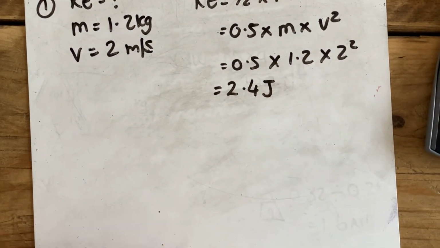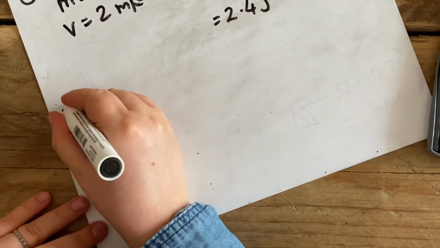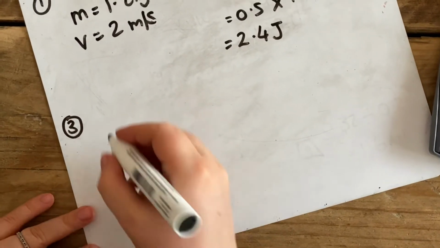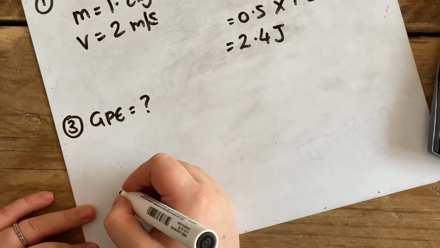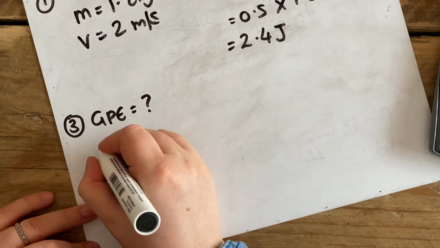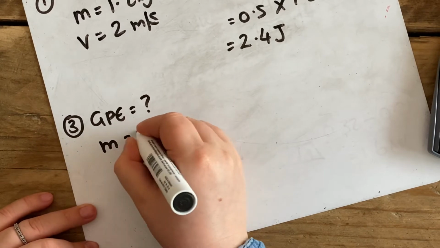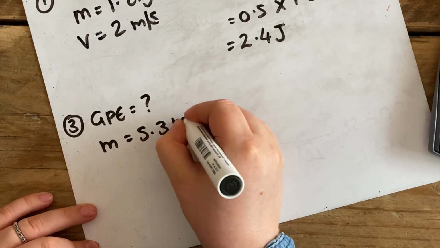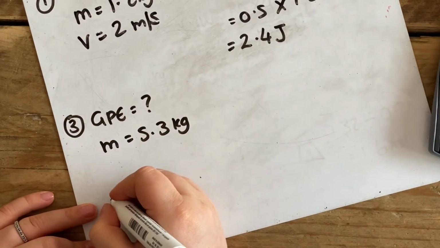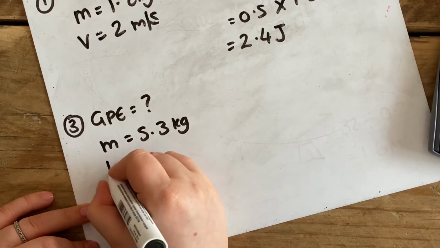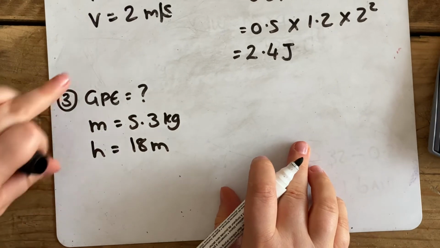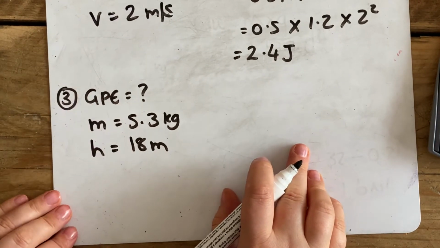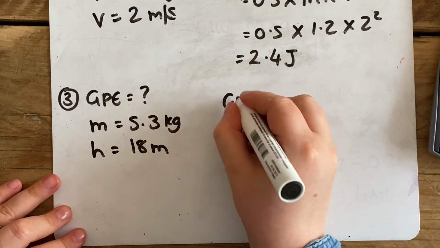Now question 3 we're also doing together. So I'm asked to calculate gravitational potential energy this time. And I've got a 5.3 kilogram rock, so I've got mass, and a height of 18 meters. Okay. So again, I'm going to start by thinking, what equation do I know that links these 3 values?